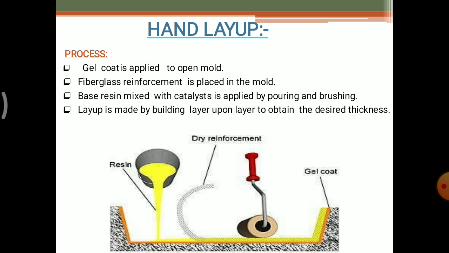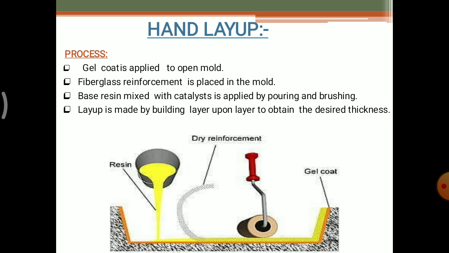So the first method in the manufacturing of composites is hand layup. This method is one of the best examples of the open molding process. There are two types of molding process: first is open molding and the other is closed molding. In open molding, we can see all the interior parts of the mold, and there is only one mold. But in the closed mold, you cannot see the interior shape of the mold.